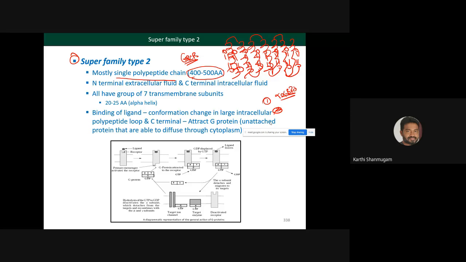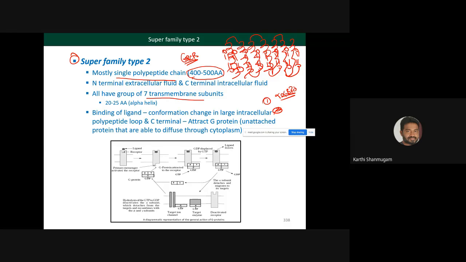5 transmembrane helices. But in case of superfamily type 2, the number of helices is constant for all the proteins belonging to this family, that is 7. That is why it is called 7 transmembrane helices. That is what I put up here. 7 transmembrane subunits, right? So if somebody says that a protein has 7 transmembrane helices, definitely we can say that the protein belongs to a family called G protein coupled receptor, most probably, right?